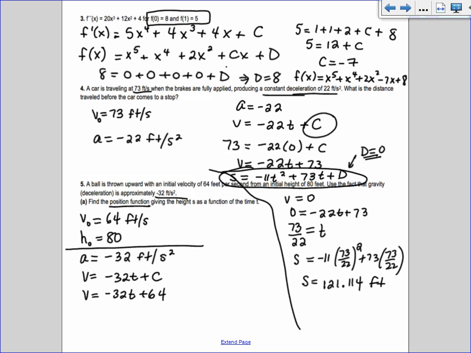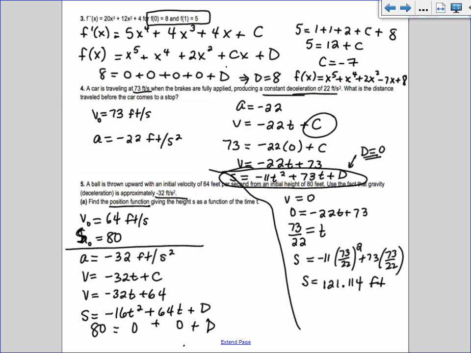All right, then I do the antiderivative again. So my s is going to be negative 16t squared plus 64t plus some new constant. You can call it C2 if you want, or I usually call it D. What's D in this case? Nope, not 0 this time. It's 80, because if you plug in a time of 0 for all of these, I should call this S sub O, just to be consistent, you get a height of 80. So that means D has to be 80.